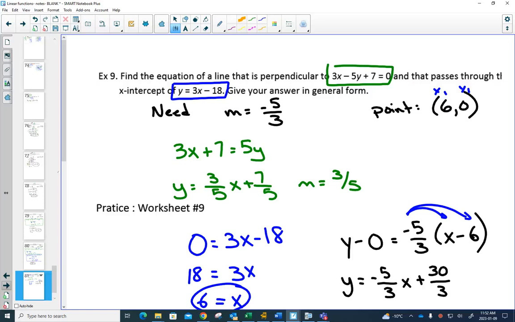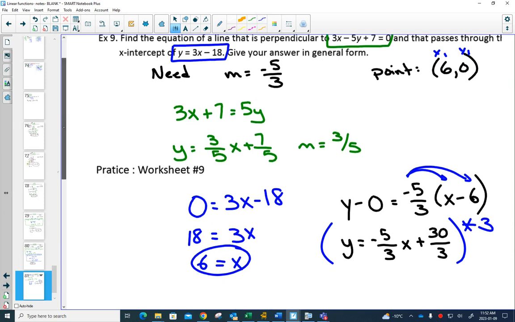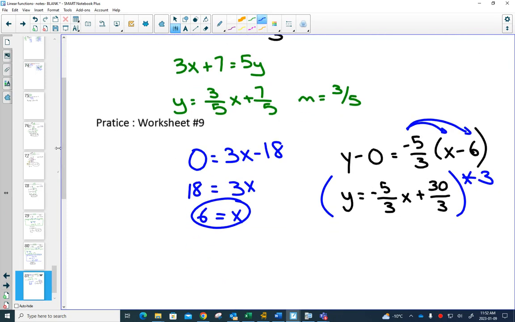We have fractions, do we not? General form has no fractions, so I need to multiply this whole thing by 3. Y times 3 would be 3y. This times 3 will get rid of the fraction. This times 3 will get rid of the fraction. Can you see, I could have simplified 30 over 3, and I would have gotten 10. And then I would have to multiply by 3, and then I get 30 again. So I didn't simplify it because I knew when I multiplied by 3, it would just cancel that 3 out on the bottom. But you could have.